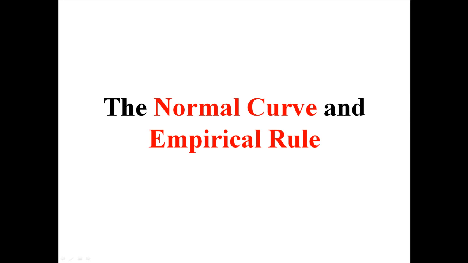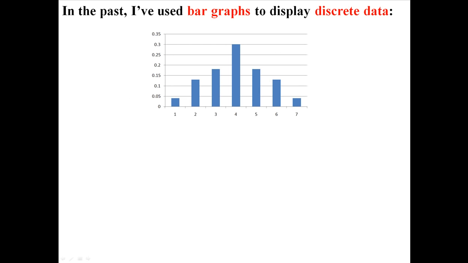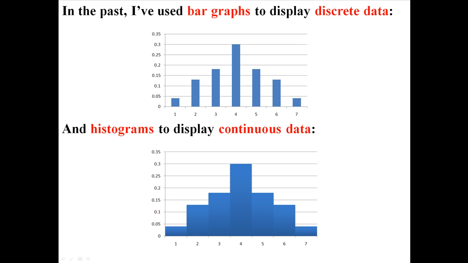In this lecture, I'm going to talk about the normal curve and the empirical rule. In the past, I've used bar graphs to display discrete data, like the graph below, and I've used histograms to display continuous data, like the graph below. You can see the difference between a bar graph and a histogram is really whether or not the bars are touching or not.